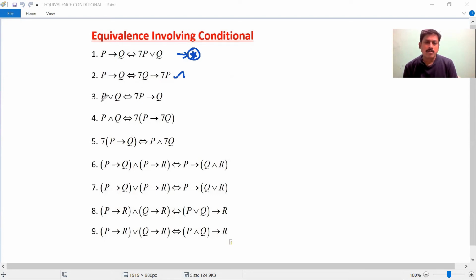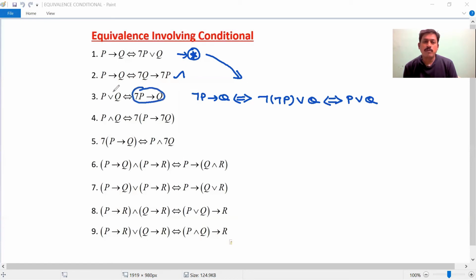For this third one, assume not P, then Q. If you apply the first formula here, we will get P. If P then Q is equivalent to not P or Q. Here, instead of P we will have not P. So not of not P or Q, which is equivalent to not of not P is P. By using the double negation law, the result will be P or Q. So therefore, not P then Q is equivalent to P or Q.